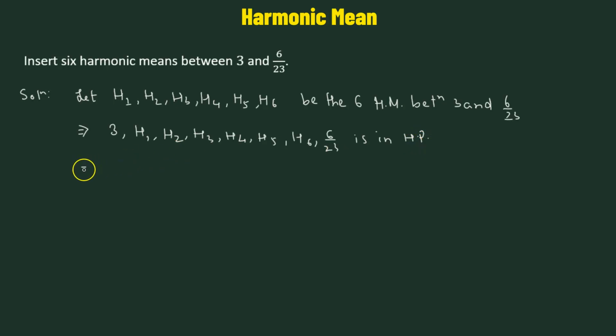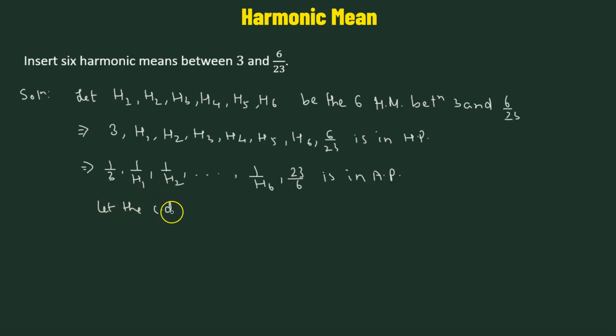Now, if it is in a harmonic progression, we can take the reciprocal of each term. The reciprocal of the first term will be 1/3, followed by the next term, which is 1 over h1, then 1 over h2, and this goes on till 1 over h6. And then we have 23 over 6. This new sequence is going to be in arithmetic progression. If it is in arithmetic progression, then definitely it has a common difference. So let us suppose the common difference is denoted by the letter D in uppercase.